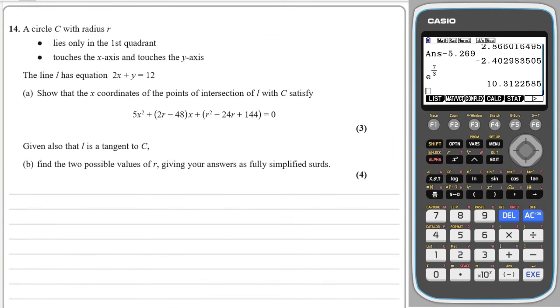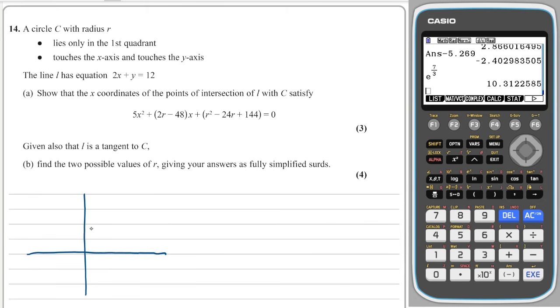And talking of challenging questions, here's another one. A circle with radius r lies in the first quadrant, touches the x-axis and the y-axis. There's another line, 2x plus y equals 12. Show that the points of intersection satisfy this. Okay. First things first, if it's tricky, draw a picky. So that's exactly what I'm going to do.